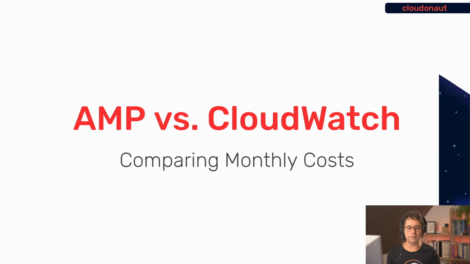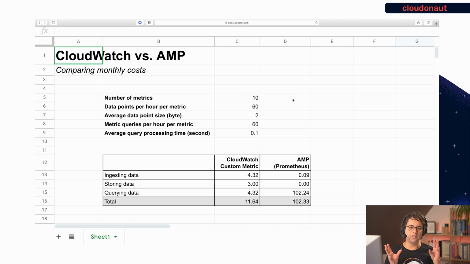To do so, I've created a spreadsheet. Let's have a look into that. Okay, so the idea is with that spreadsheet, we can play around a little bit with the numbers, because of course, the monthly cost depends on your scenario, on the workload that you want to bring in with CloudWatch custom metrics or with AMP. So let's compare that.